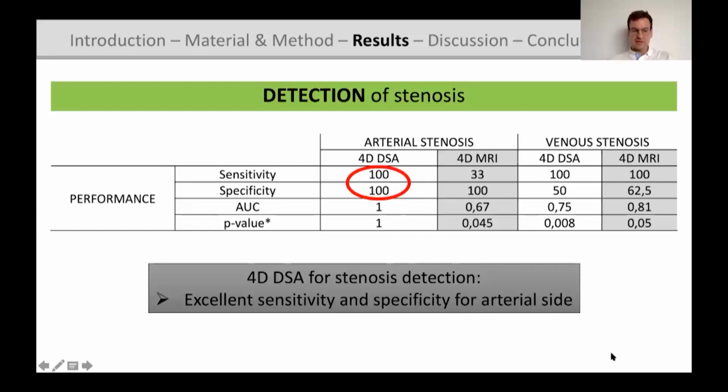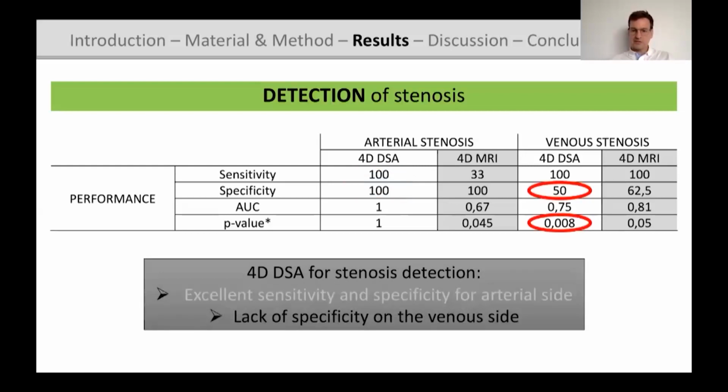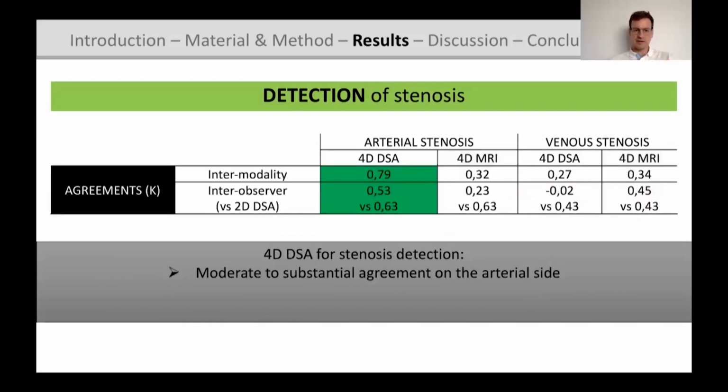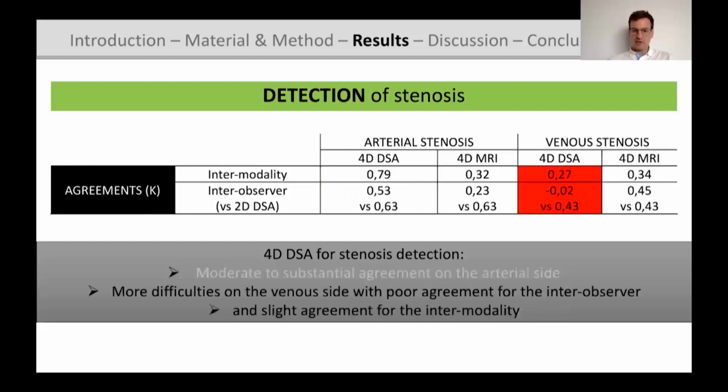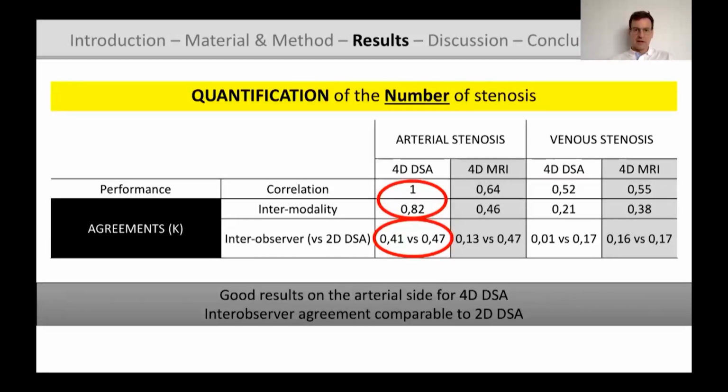Concerning the detection of stenosis, there was an excellent sensitivity and specificity in terms of performance from the arterial side, and a lack of specificity on the venous side. We will talk about it a little bit later, but I think the filling of the vein and the anatomic feature is very important to understand. For the 4D DSA, for the stenosis detection, a moderate to substantial agreement on the arterial side, and again more difficulty on the venous side, with a poor agreement and a slight agreement for the intermodality. So we will talk about it after.